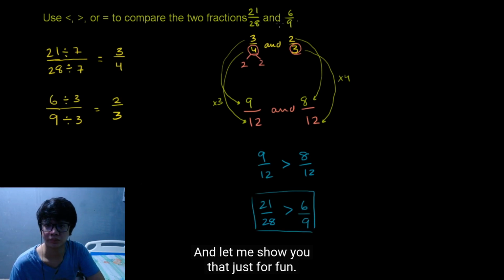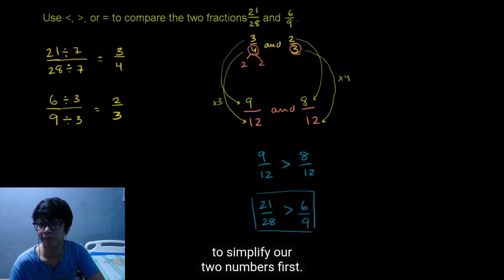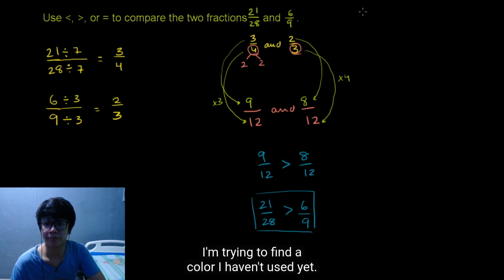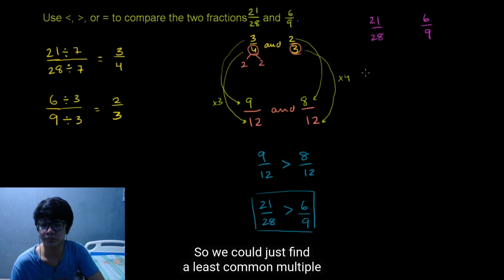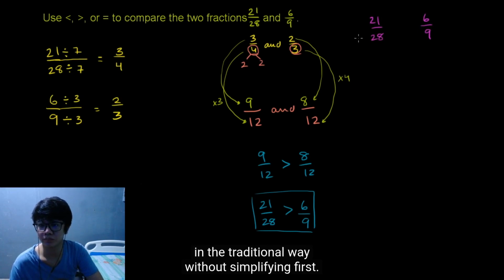Another way we could have done it, we didn't necessarily have to simplify that. And let me show you that just for fun. If we didn't think to simplify our two numbers first, I'm trying to find a color I haven't used yet. So 21 over 28 and 6 over 9. So we could just find a least common multiple in the traditional way without simplifying first.